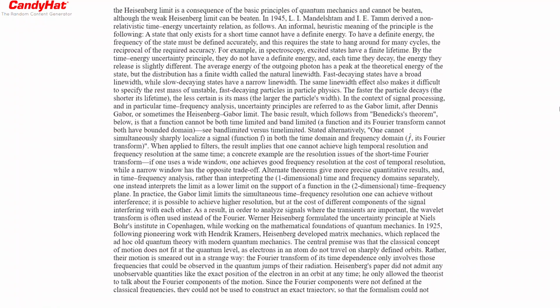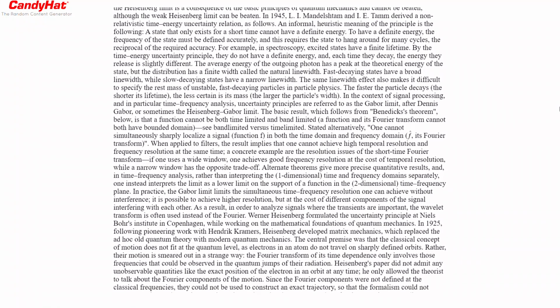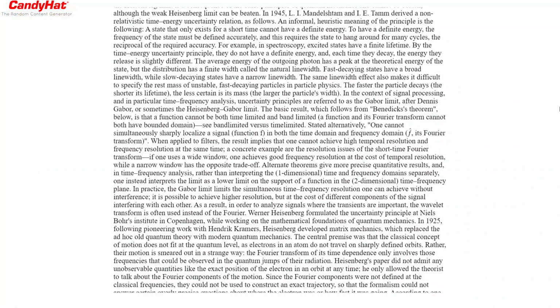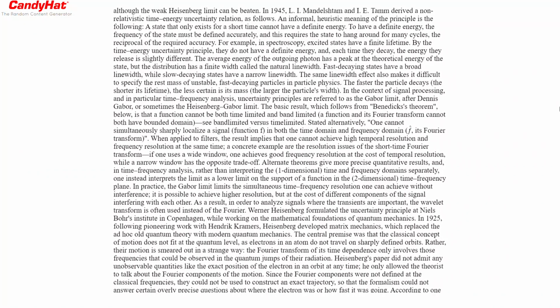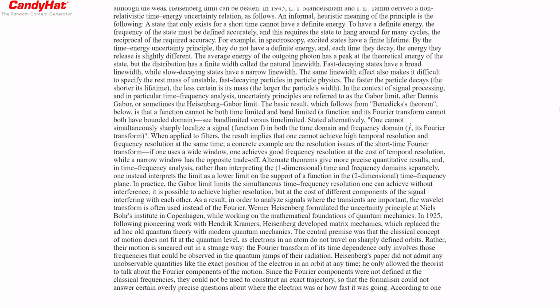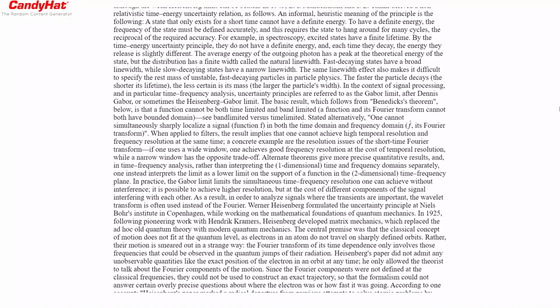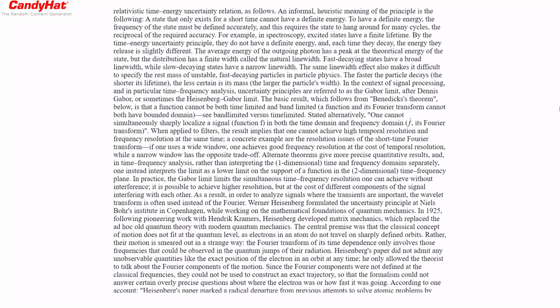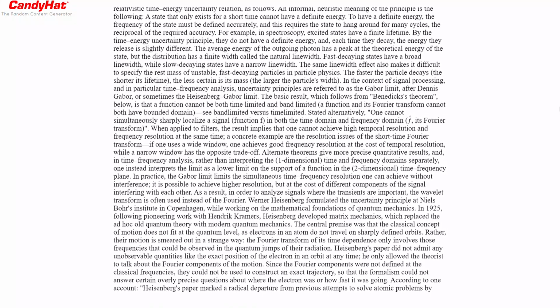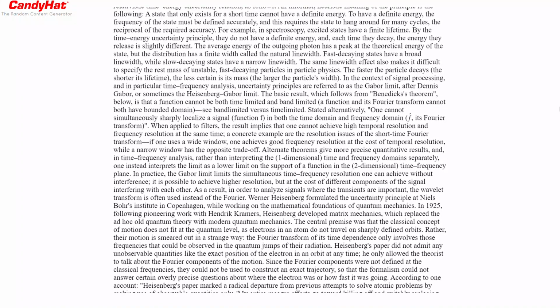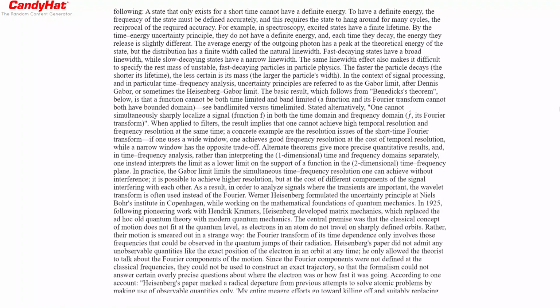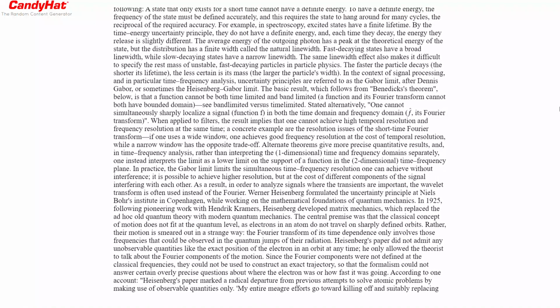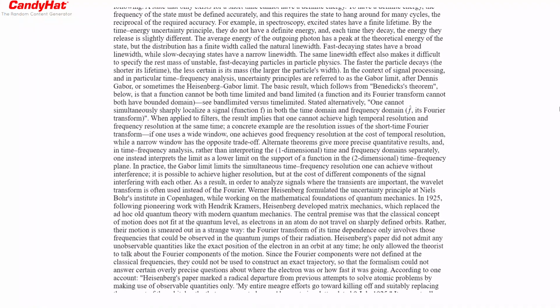In 1925, following pioneering work with Hendrik Kramers, Heisenberg developed matrix mechanics, which replaced the ad hoc old quantum theory with modern quantum mechanics. The central premise was that the classical concept of motion does not fit at the quantum level, as electrons in an atom do not travel on sharply defined orbits. Rather, their motion is smeared out in a strange way.